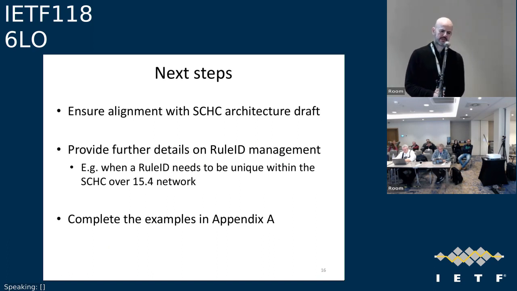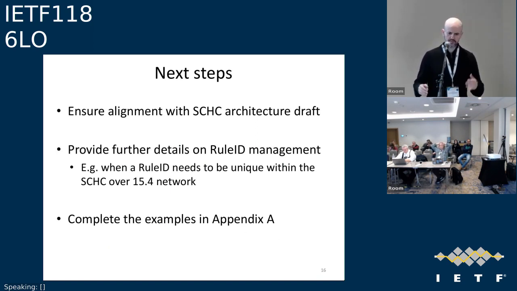So regarding next steps, first of all, we need to ensure that this document is aligned with the SCHC working group architecture draft. So we will be actively monitoring that. Then we also plan to provide some details on rule ID management, meaning when a rule ID needs to be unique within the whole network. And then we also need to at least complete the examples in Appendix A. So is there any other comment? By the way, all of these are in addition to the feedback received today.